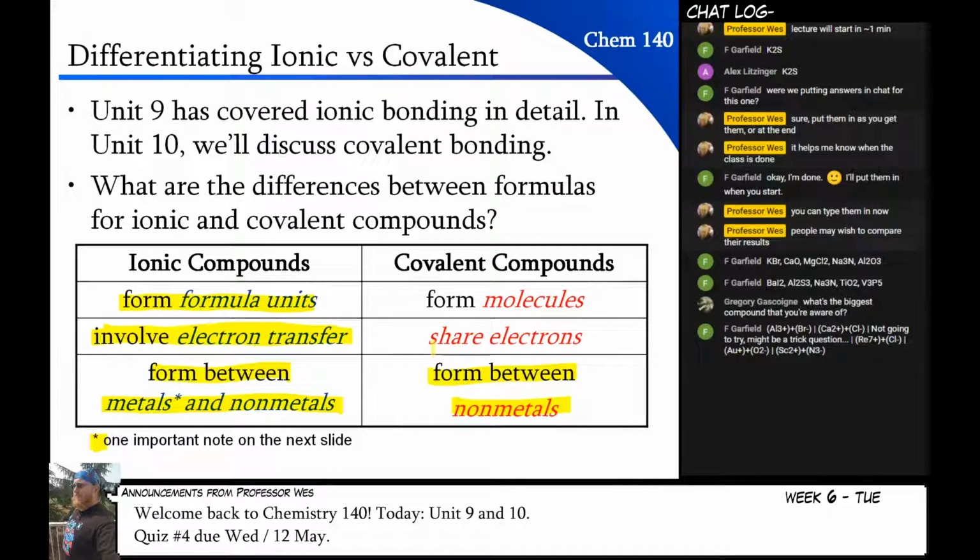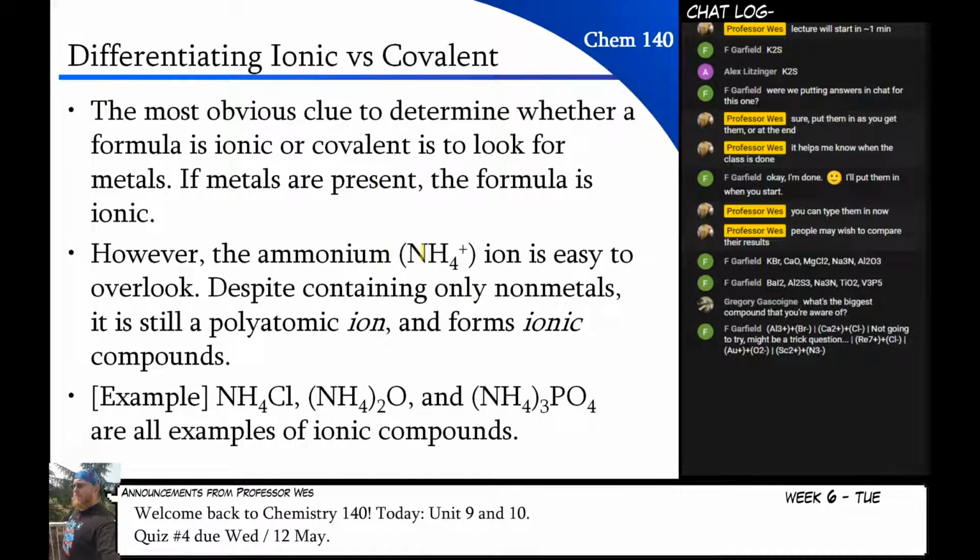Now, what's this little important note that I have here? It's that if you have ammonium in your compound, it's very easy to accidentally overlook this and think, oh, there's no metals in this, so it must be covalent. But ammonium is a polyatomic ion, which means it forms ionic compounds. And so down below at the bottom, I have a bunch of ionic compounds that do not have any metals in them because they contain ammonium. Okay? So be careful. If you see ammonium in your compound, it's still ionic, even though no metals are present. Treat ammonium as if it were a metal because it behaves like that.